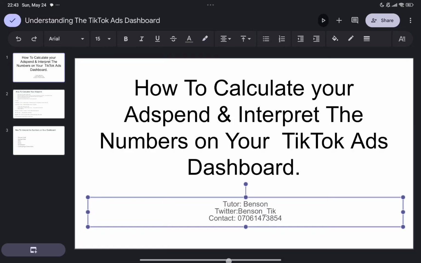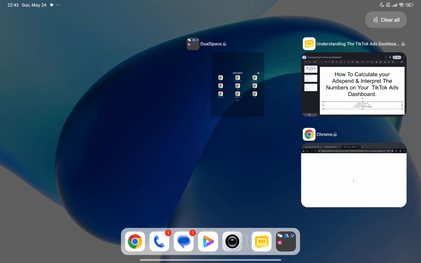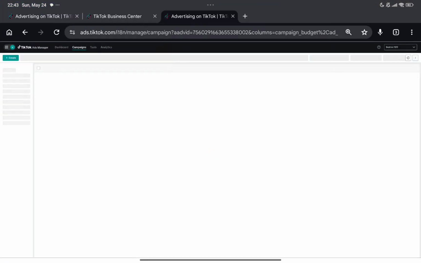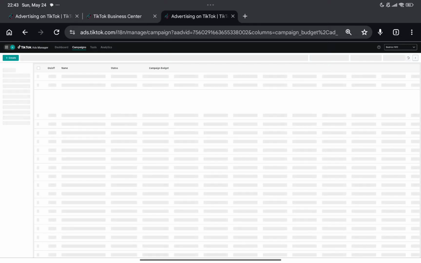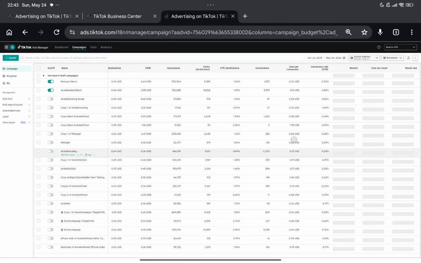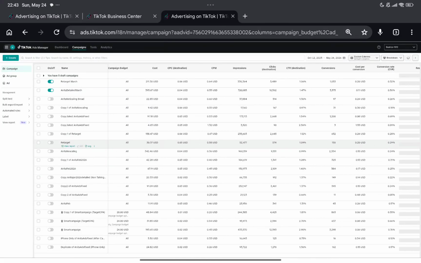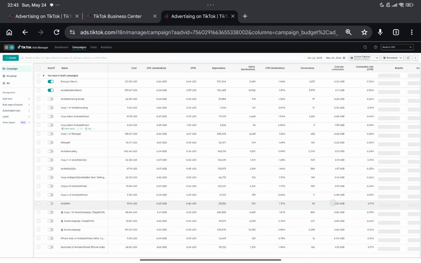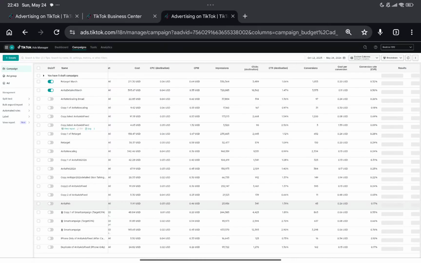Let me show you what a typical TikTok ads dashboard looks like. I'll be using this as an example. This is an account I've been managing for about 6 months or so before it got banned. You can see all of these numbers on my dashboard: the cost, the CPC, the CPM, and all of that. I'll talk about that later. I just want you to have an idea of what your TikTok ads dashboard looks like.